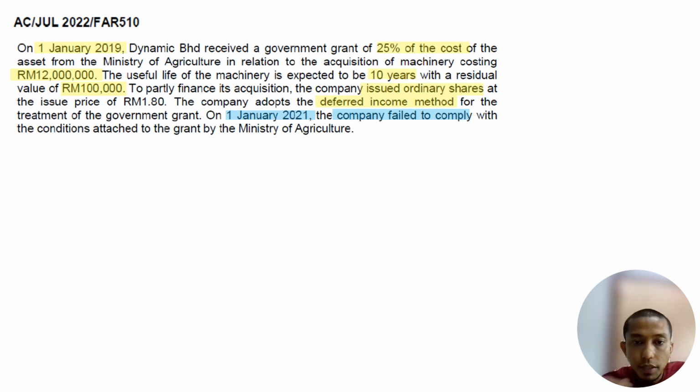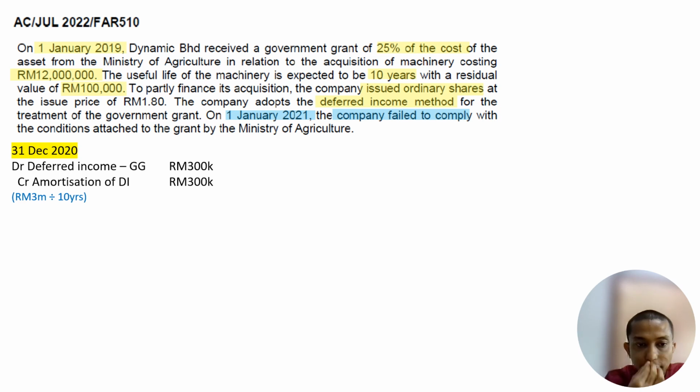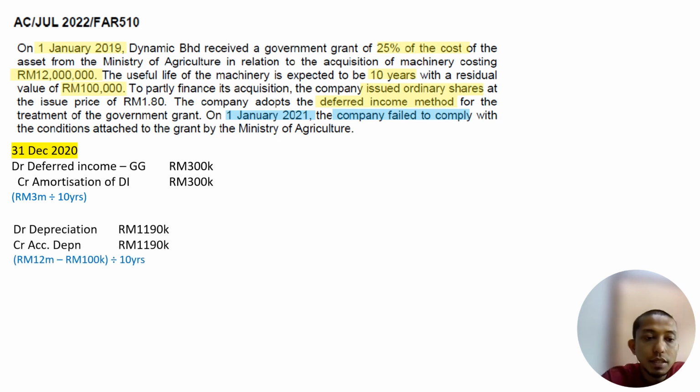All right. So what else happened here? On 31st of December 2020, again, deferred income 200,000, 300,000, and amortization of deferred income is 300,000. And depreciation again, we continue from the previous line, because there is not enough space for me to do the answer from the previous line. So again, we just repeat the similar method for the deferred income and depreciation.